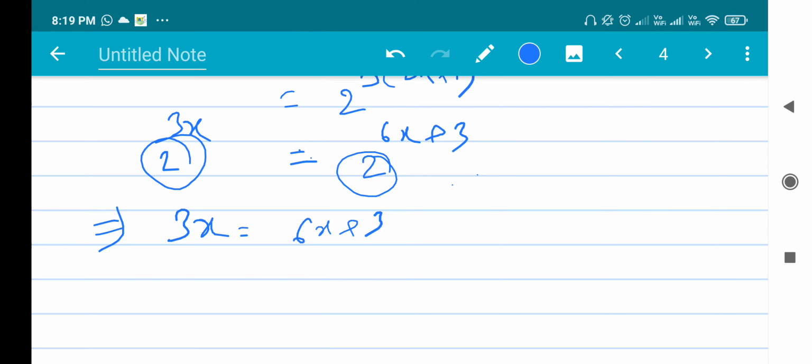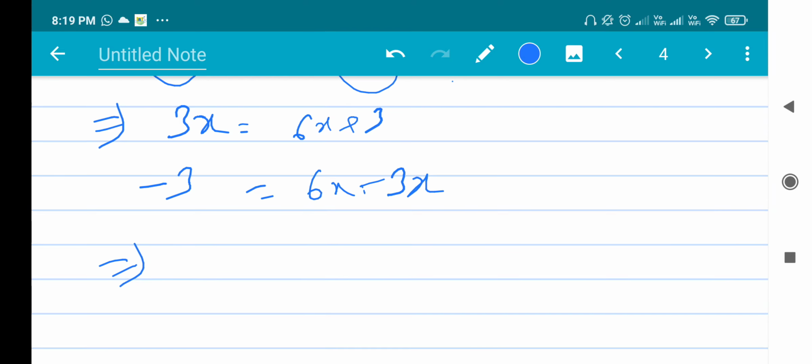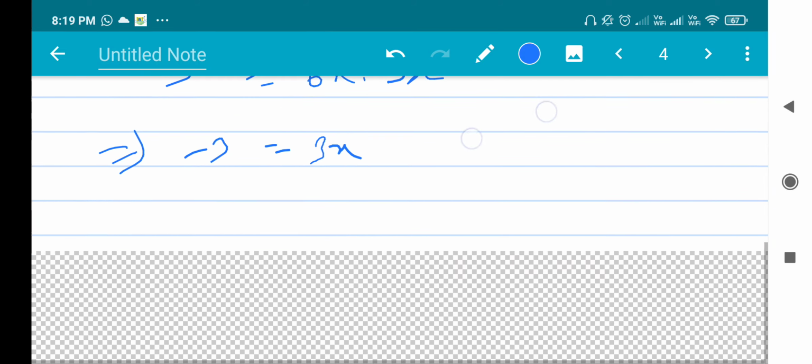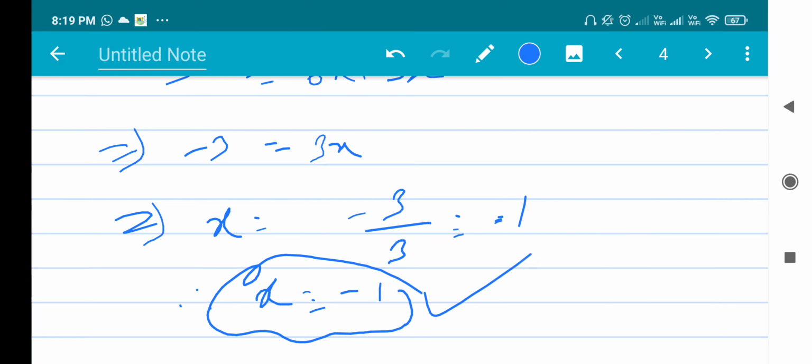Next, here is 6x. So this 3x is carried to the RHS, it is like 6x minus 3x, and plus 3 goes there as minus 3. So 6x minus 3x is 3x, which is equal to minus 3. So x is equal to minus 3 upon 3, which is minus 1. Therefore x is equal to minus 1. This is our answer.